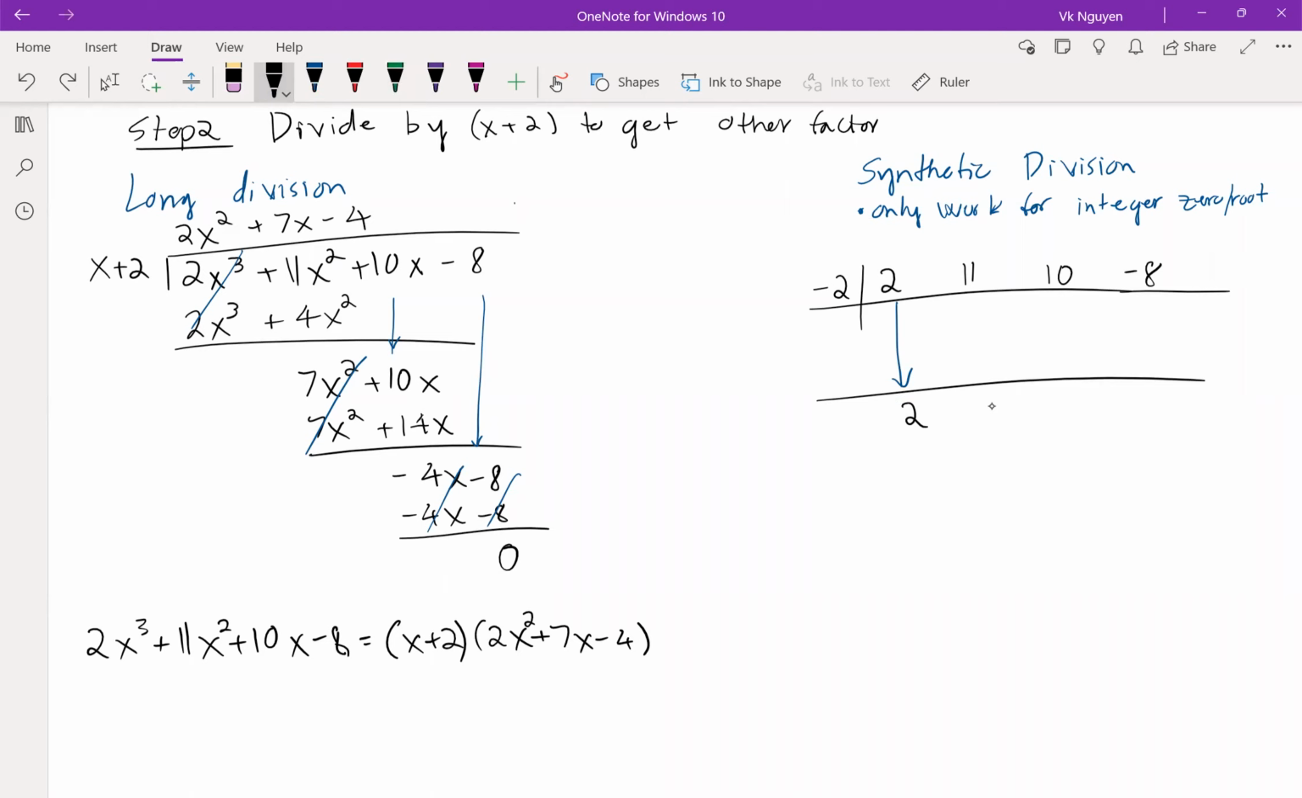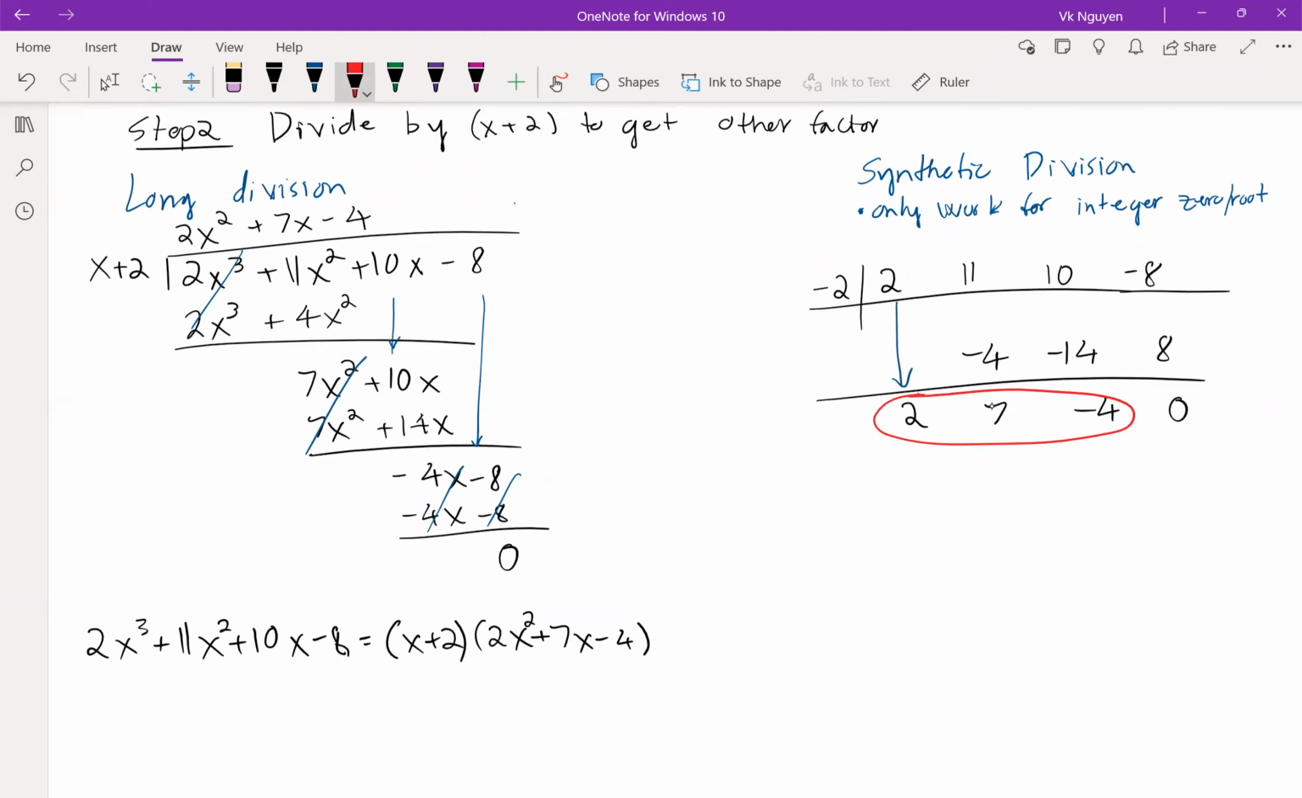Multiply negative 2 by 2, get negative 4. 11 plus negative 4 is 7. Same thing, 7 matches with the 7 right there in the long division. Repeat the process. Negative 2 times 7 is negative 14. Add them up, negative 4. And then negative 2 times negative 4 is 8. Add them up, get 0.